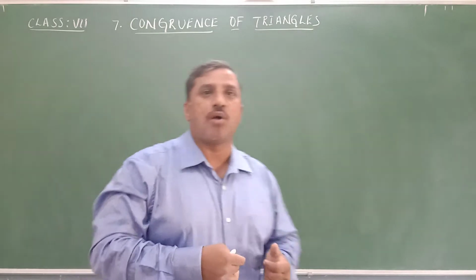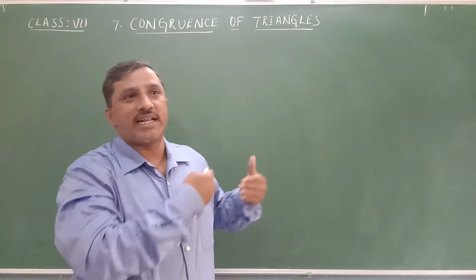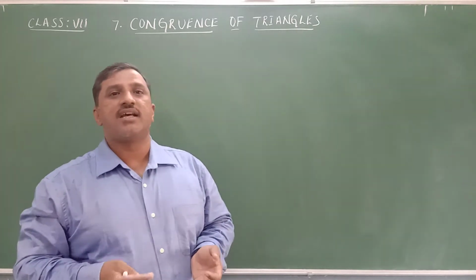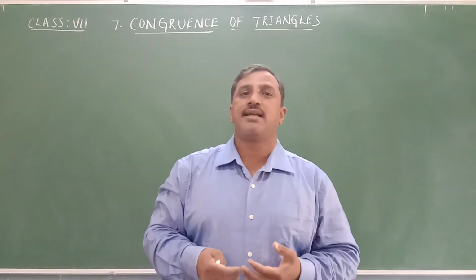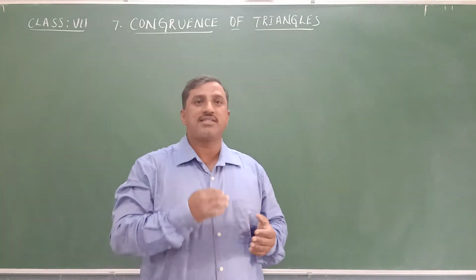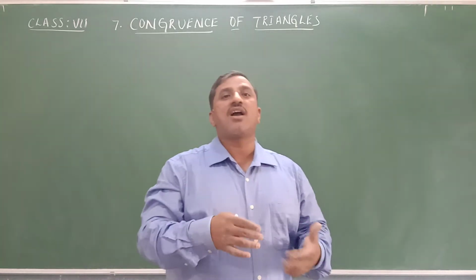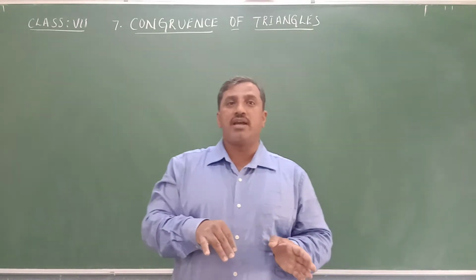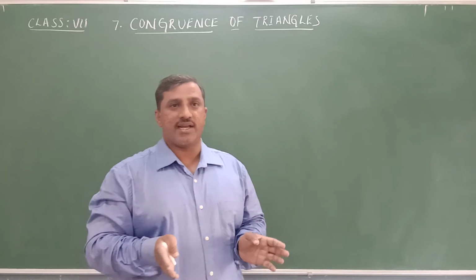The first part of the chapter is the basic thing. What is congruency? What are its rules? What are congruent figures? What are congruent line segments? What are congruent angles? What are congruent triangles? How do we represent congruent triangles? Then what are all equal if two triangles are congruent?